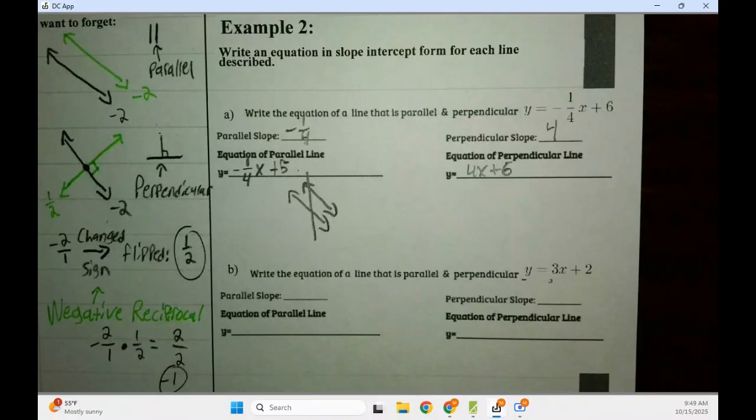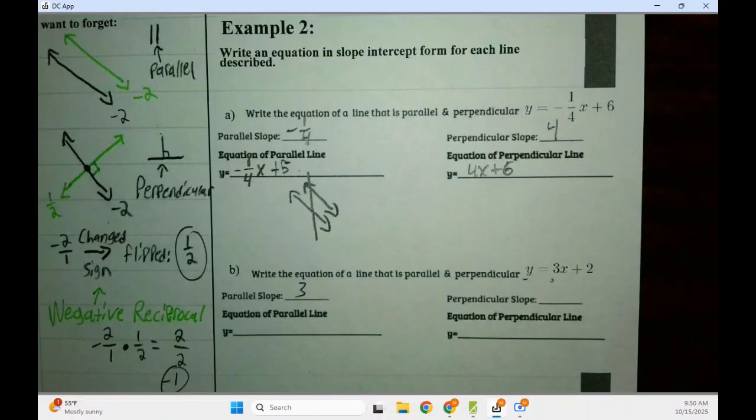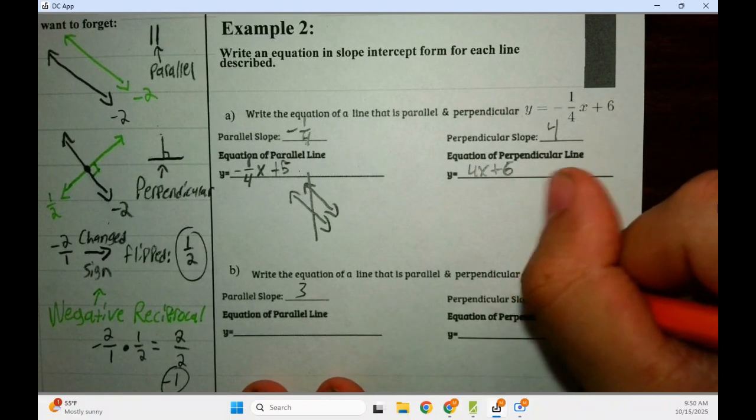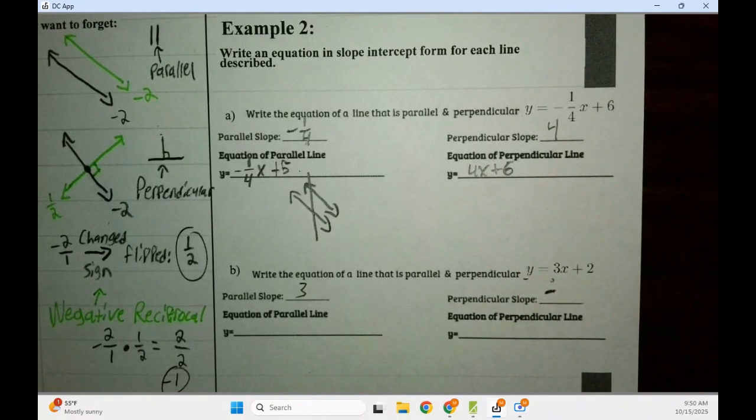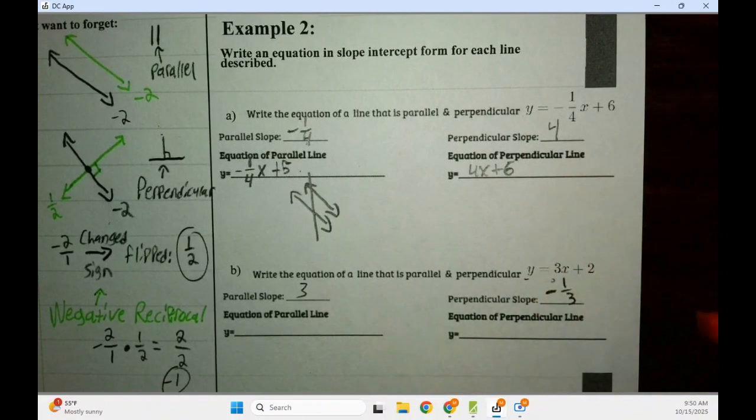Let's try that again. Parallel slope for y equals 3x plus 2. What's the parallel slope here? 3. It's just the same number. What's the perpendicular slope got to look like? It's got to be negative this time. We've got to change the sign. We also have to flip the fraction. 1/3.